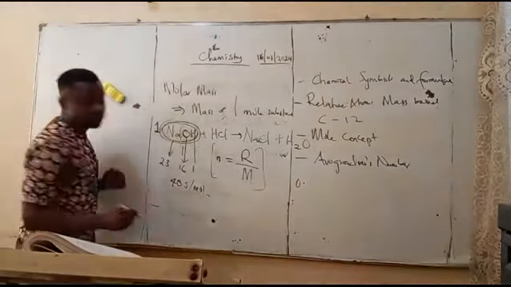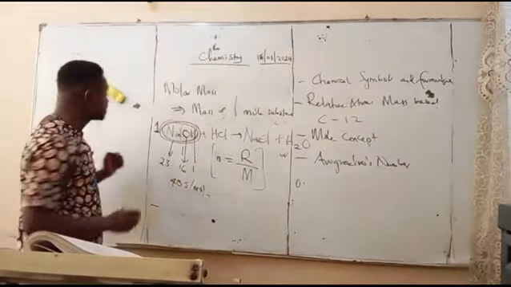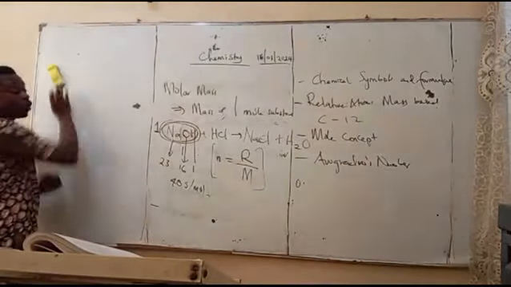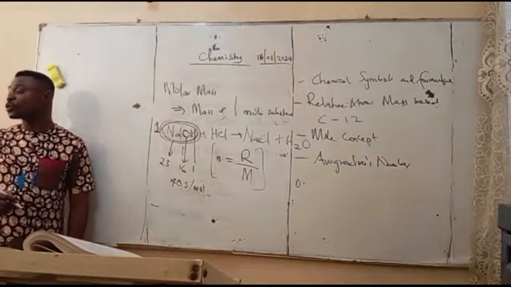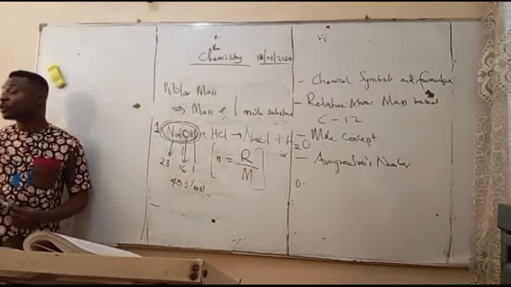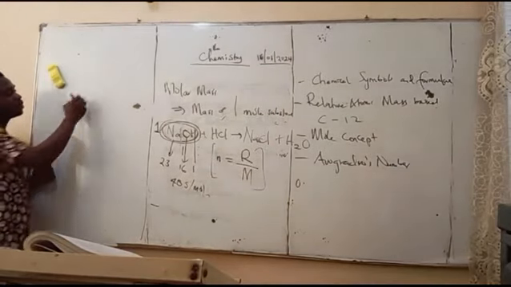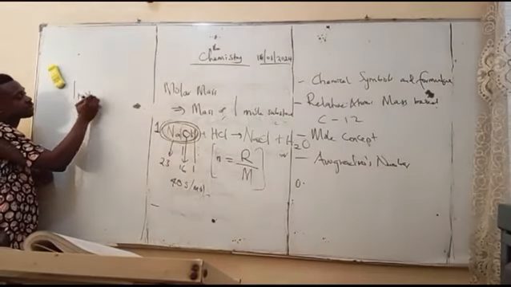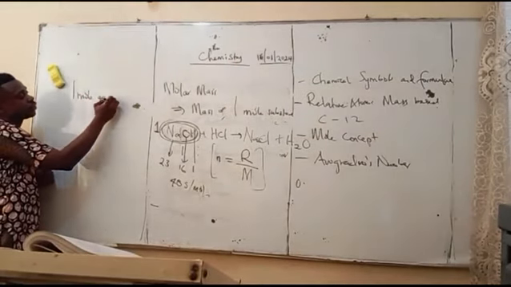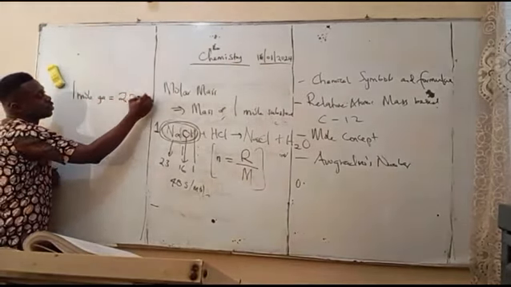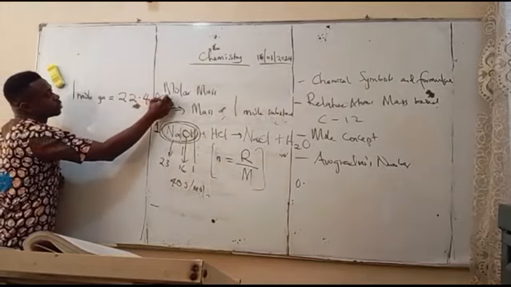22.4 dm³. Please note this relationship too. We call it the molar volume. Molar what? Volume. So at STP, 1 mole of a gas occupies what? 22.4 dm³.